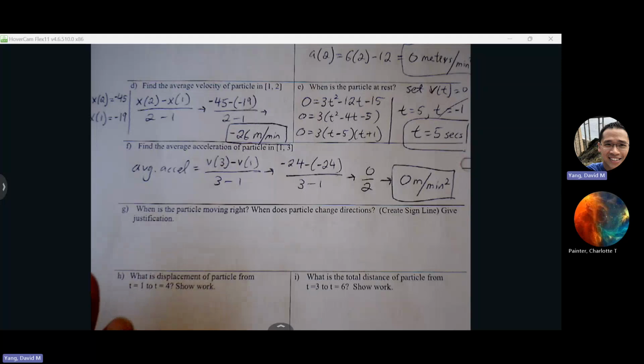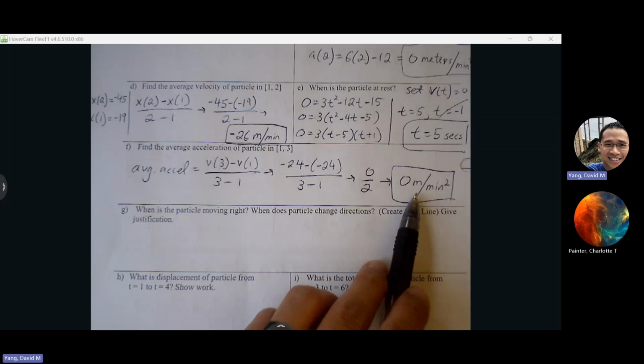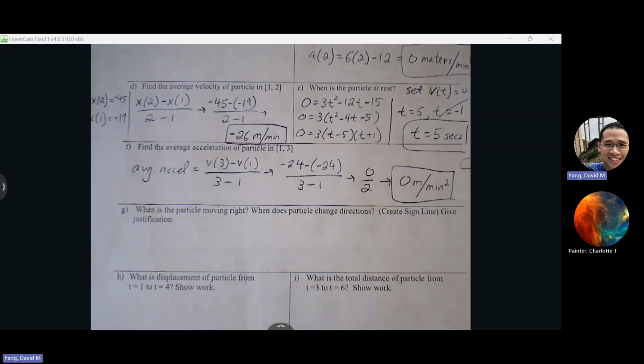Remember, acceleration is the rate of change of velocity. So that's why our units look a little different. It's meters per minute, and when you clean that up, it ends up being meters per minute squared.